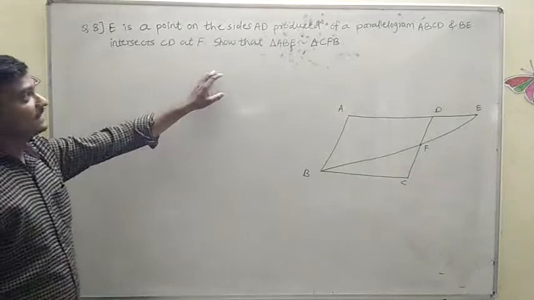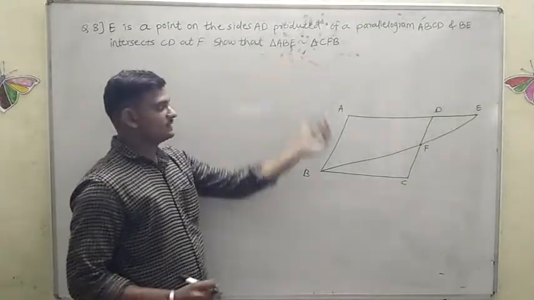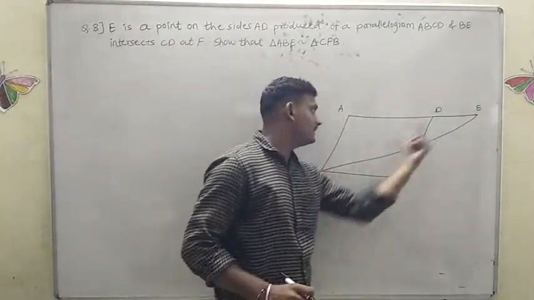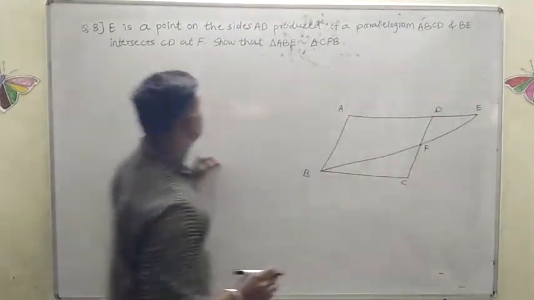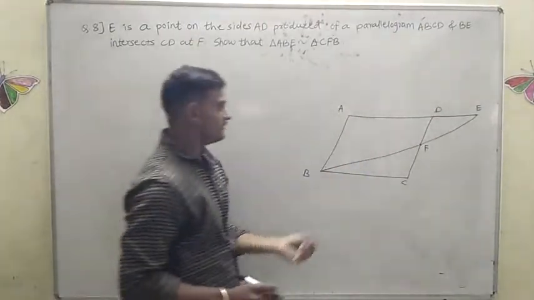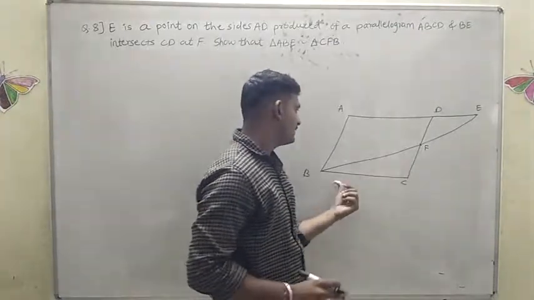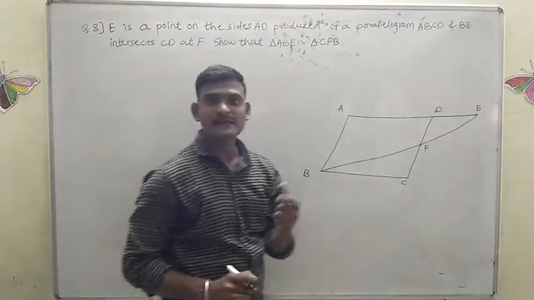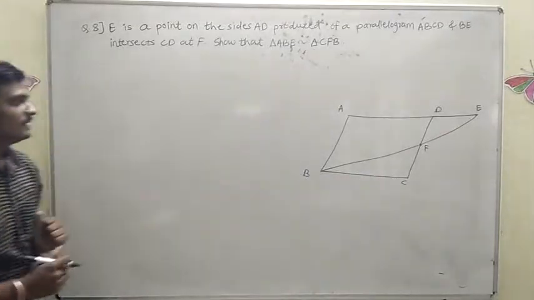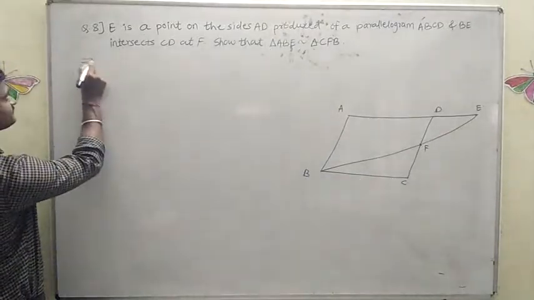Now we have to show that triangle ABE, this one, is similar to triangle CFB. This bigger triangle and this smaller triangle, these two triangles are similar. We have to show here. Let us see how to prove this.